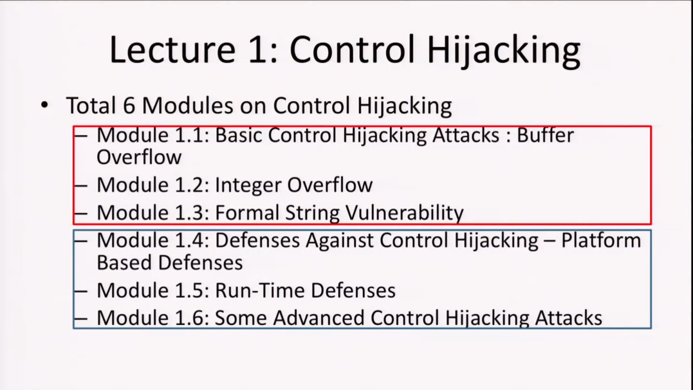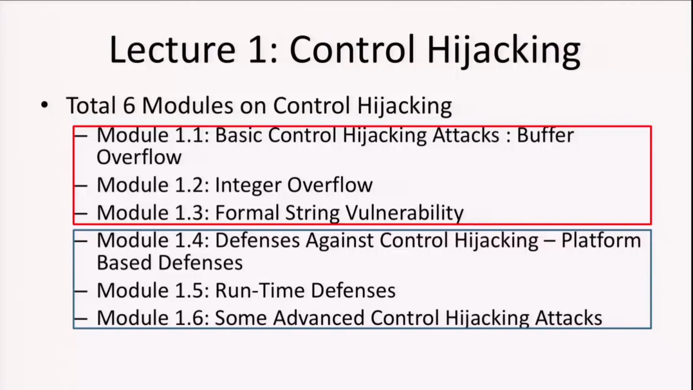This is lecture 2, and we'll actually be considering the first lecture as lecture 0. So the modules will be named 1.1, 1.2, and so on. Today we have 6 modules, and these modules are all about control hijacking. Module 1.1 will be on the basic hijacking attack, which is done through buffer overflow. Module 1.2 would be about integer overflow, and this will be a small module. The third module will be on format string vulnerability, which is also a small module.